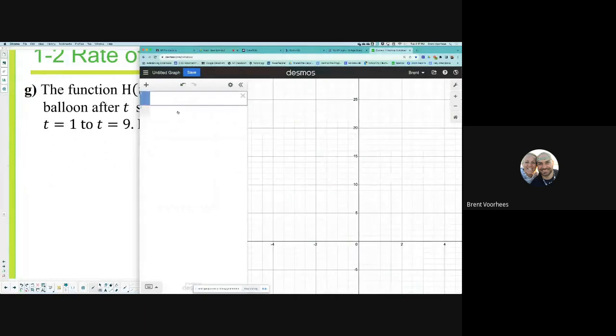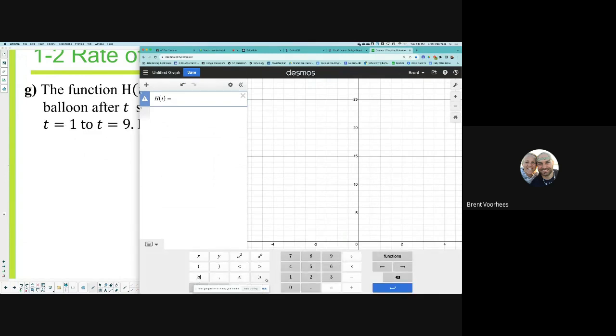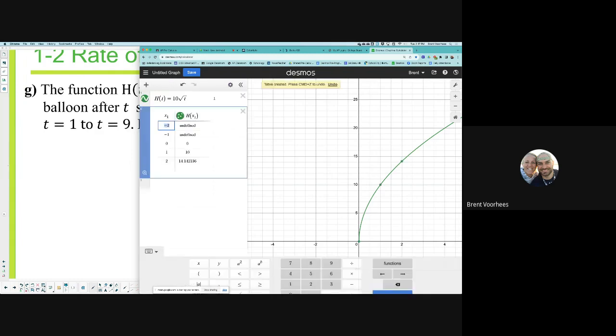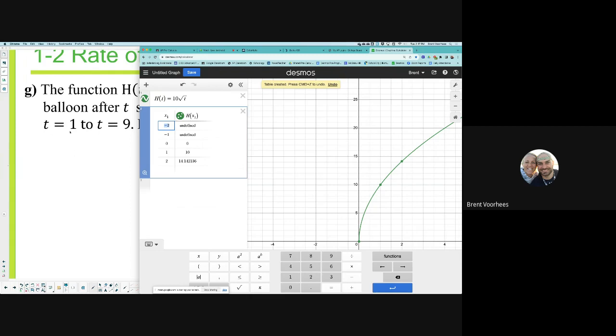I'm going to type in the function. The function was h of t equals what? Ten square root t. Now what I'm going to do is hit the setting here, edit list, and it says create a table. So I'm going to do that. And we want to find two values in particular, 1 and 9. So I want 1 and I want 9.